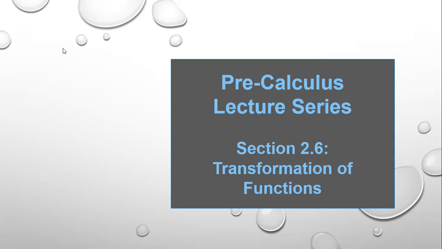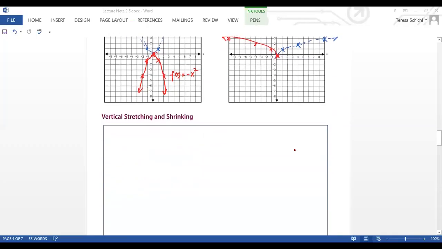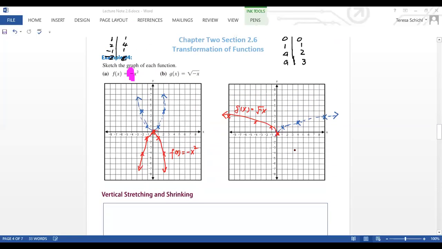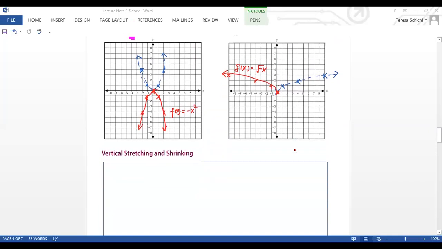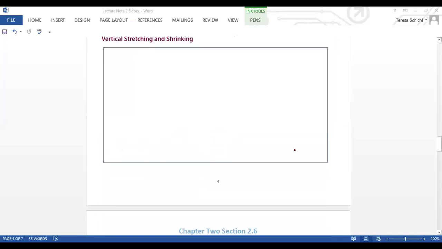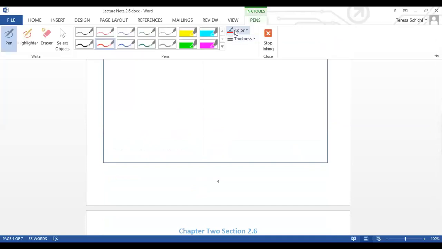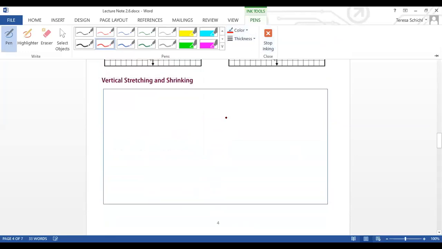Now I'm going to go to our worksheets. This is the worksheet, and this is where we stopped at video number 1. Now let's go ahead and start. What is the vertical stretch and shrink? The vertical stretch and shrink is like this.